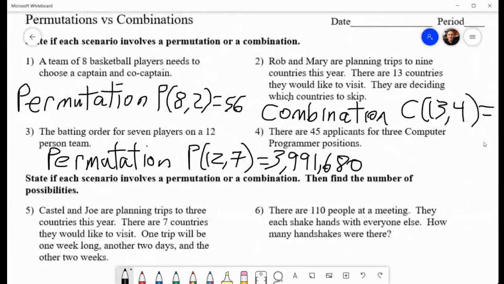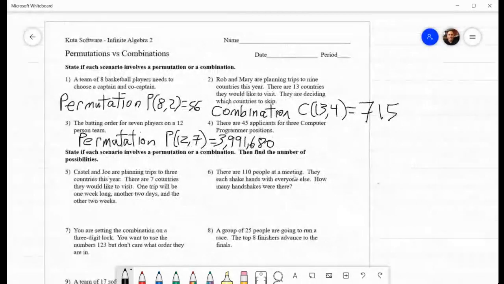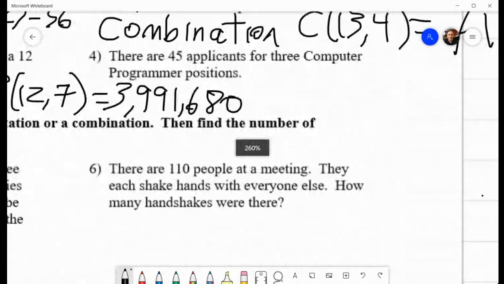Now for the next one, bear with me. I just gotta, oh boy. Here we go. Finally. Okay. So for the next one, you have these 45 applicants for 3 computer programming positions. Okay, so they have to choose 3 applicants. It doesn't matter what order we choose them in.